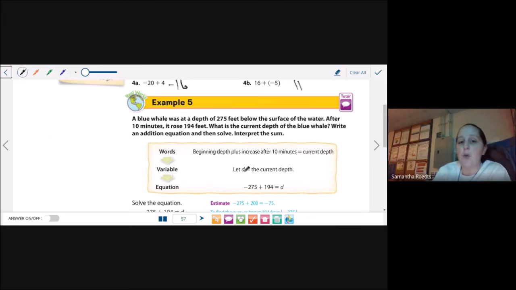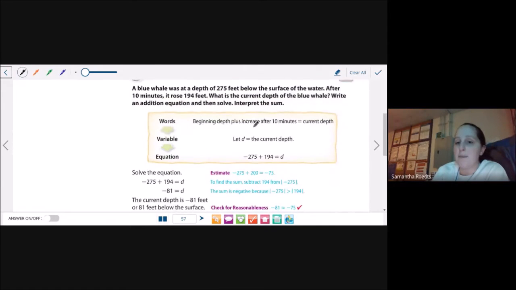Example 5. A blue whale was at a depth of 275 feet below the surface of the water. After 10 minutes, it rose 194 feet. What is the current depth of the blue whale? Write an addition equation and then solve. Interpret the sum. So beginning depth plus increase after 10 minutes equals the current depth.